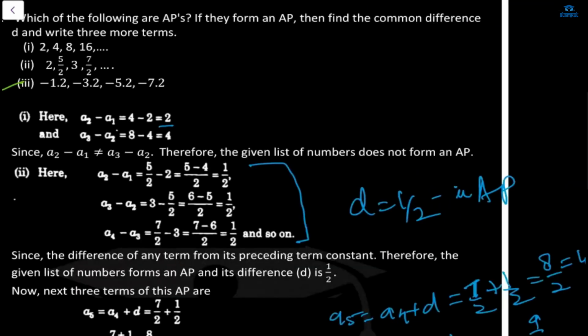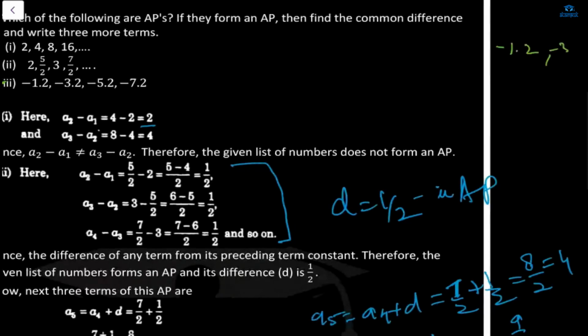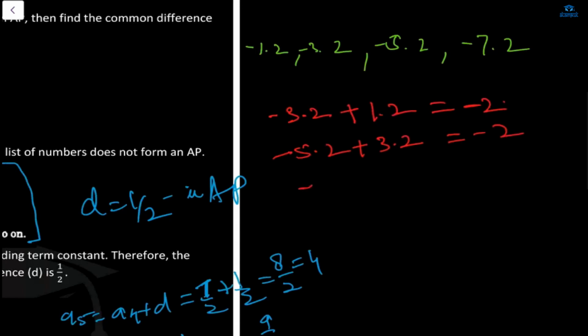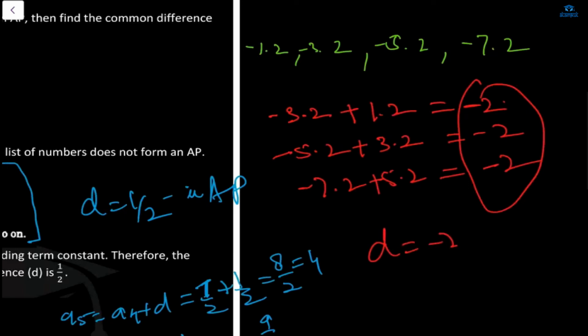Let me check here. Minus 1.2, minus 3.2, minus 5.2. So minus 3.2 minus minus 1.2 will give you minus 2. Again minus 5.2 minus minus 3.2 again gives you minus 2. Minus 7.2 plus 5.2 will again give you minus 2. Since D is equal to minus 2, it is in AP.